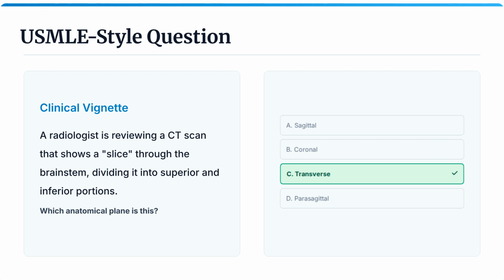Here is a USMLE-style question. A radiologist is reviewing a CT scan that shows a slice through the brainstem, dividing it into superior and inferior portions. Which anatomical plane is this? The correct answer is transverse, as it divides the body into superior and inferior parts.